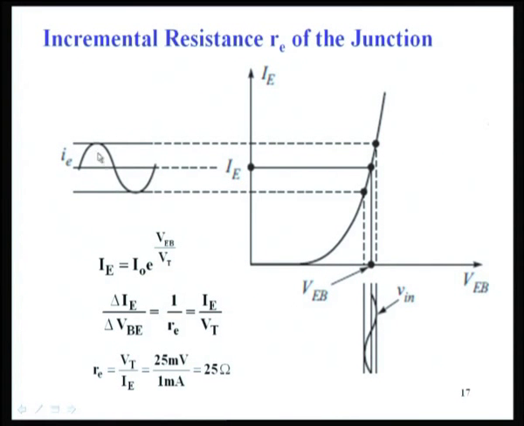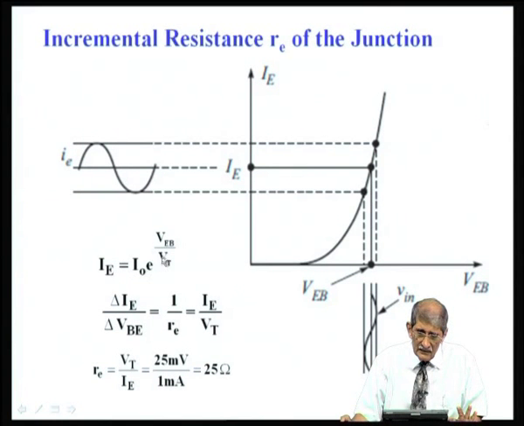So, this I E will be related to this input. If I treat this as a linear region, just simplify it like this, I E is I naught e to the power V by V T, that is the diode equation. What I want to find out is how much is delta I E, and for a delta V B E, I differentiate that, it will be 1 by V T.